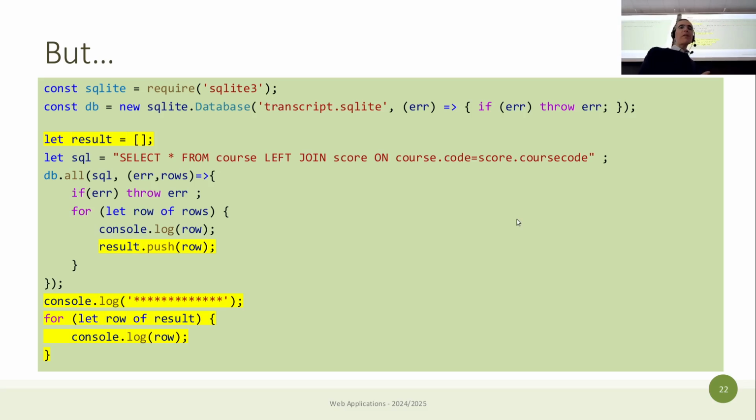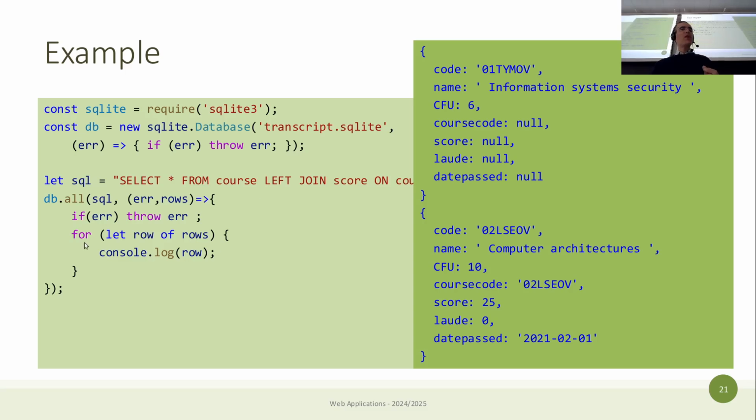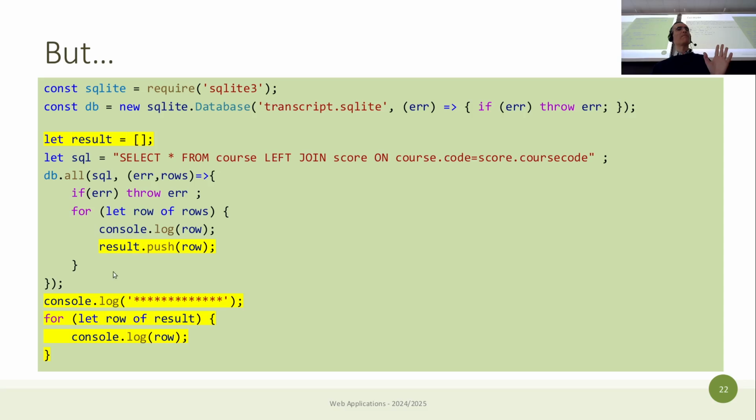Let's see what happens in case we don't remember that this function that we pass to the db all is a callback. So it will be executed asynchronously. So before here, we printed inside the callback, so everything was fine.